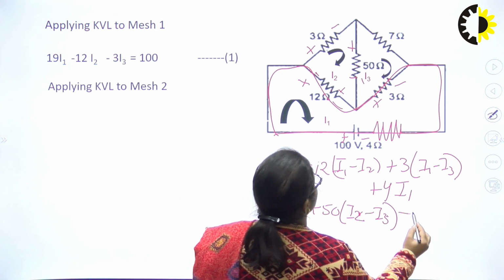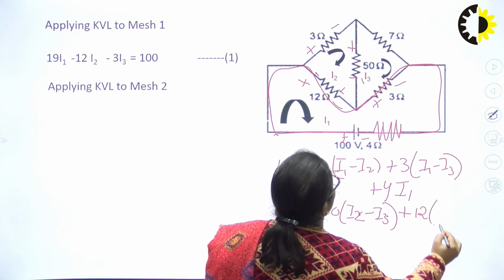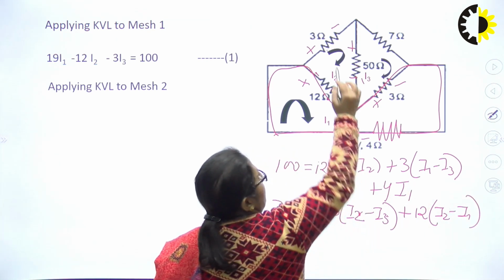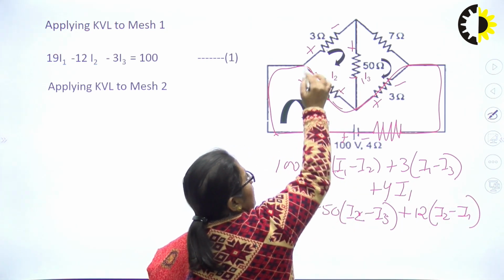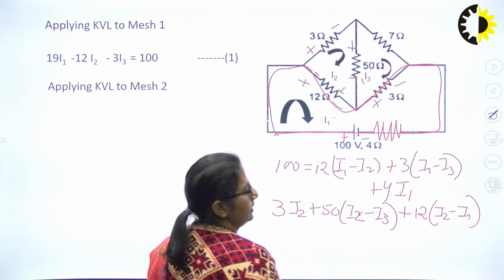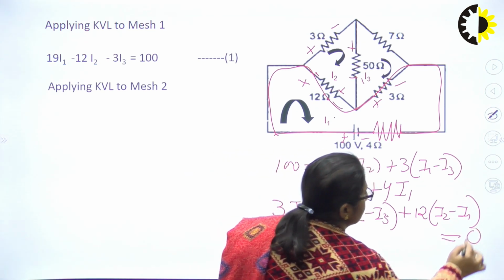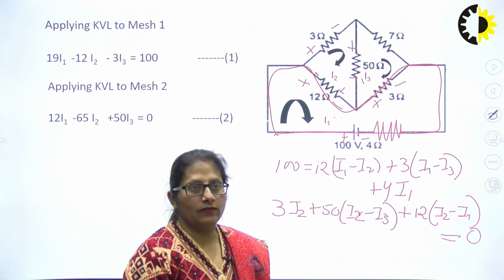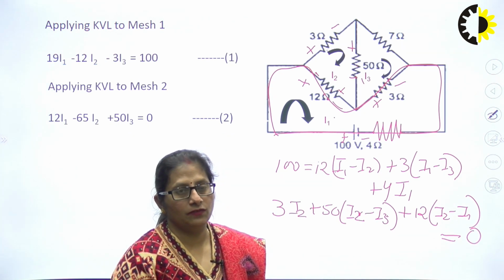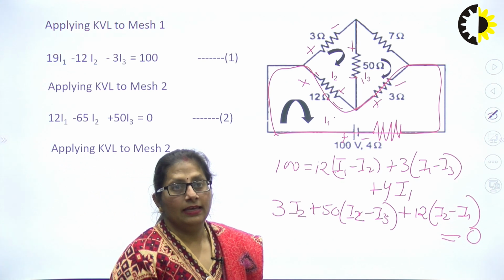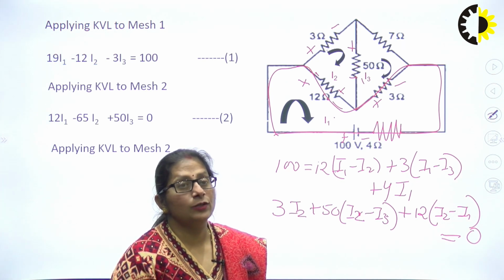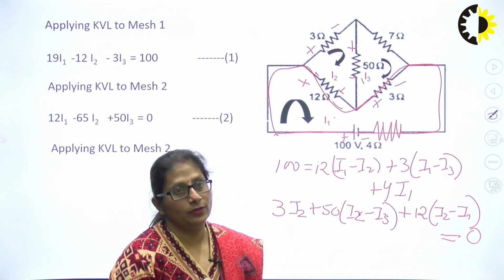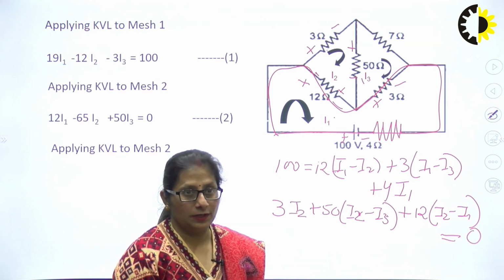Last one, that is 12. The current in 12 has to be I2 minus I1. Once again, I2 is moving towards left, I1 is moving towards right, is equals to no rise, 0. Resolving it, I will be having the equation 12 I1 minus 65 I2 plus 50 I3 is equals to 0. Third mesh is remaining. Because I am having 3 unknowns, I need 3 equations, so I need to apply KVL to all the 3, right.